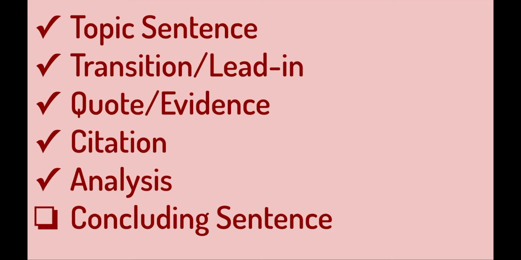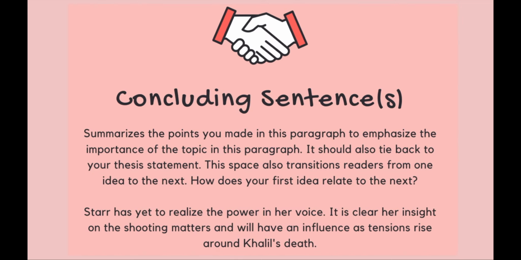So now let's move to the concluding sentence. The concluding sentence or sentences summarizes the points that you made in this paragraph to emphasize the importance of the topic. It should also tie back to your thesis statement. This space also transitions readers from one idea to the next. So how does your first idea relate to the next one? And what I mean by this last part is, how does your first topic sentence tie into your next topic sentence?